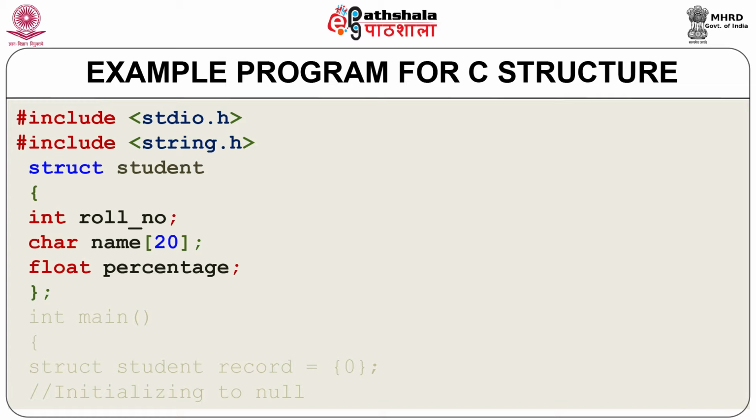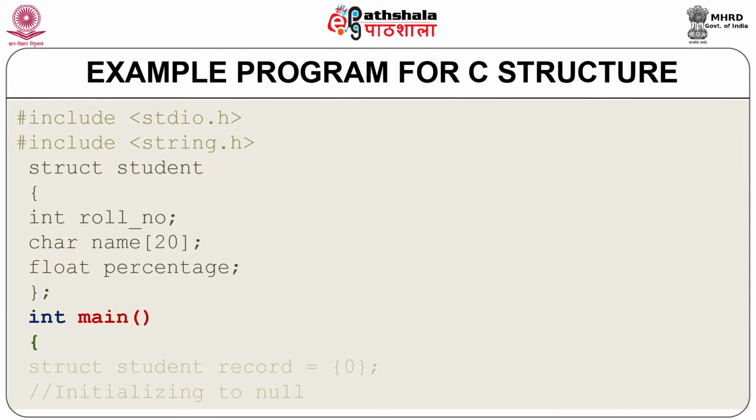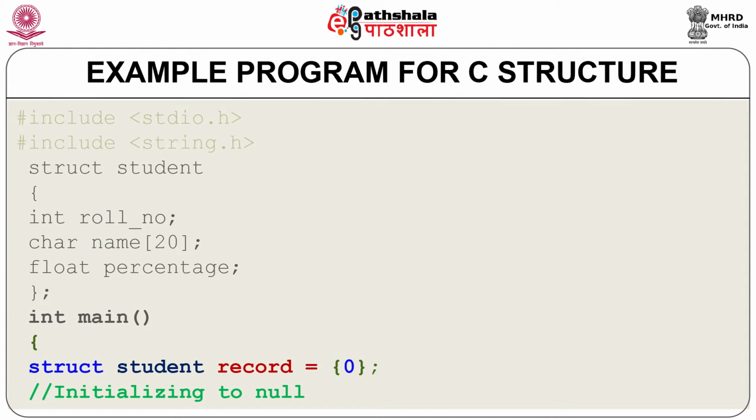In this program, you can see the size of the character array for name is considered as 20. So a maximum of 20 characters can be entered or stored under this field. Percentage is float. Your main function starts here. This syntax, struct student record = {0}, initializes the structure as null.